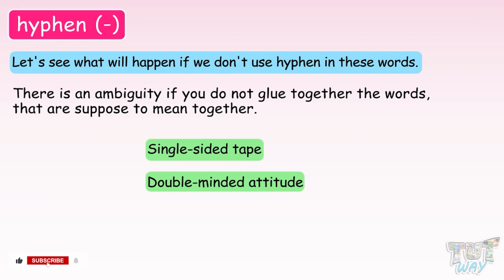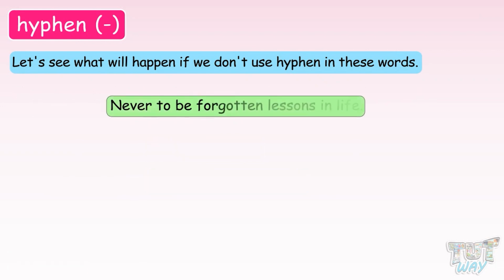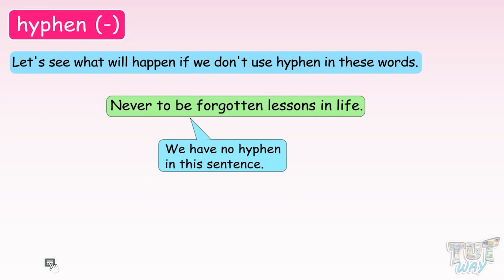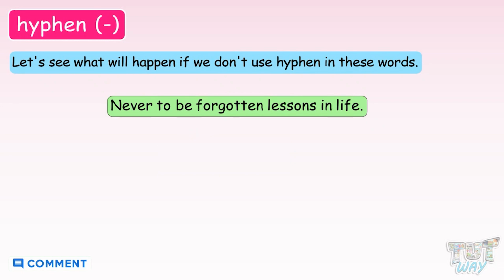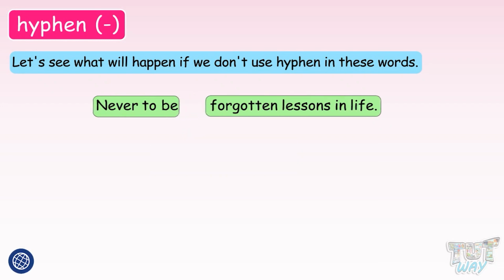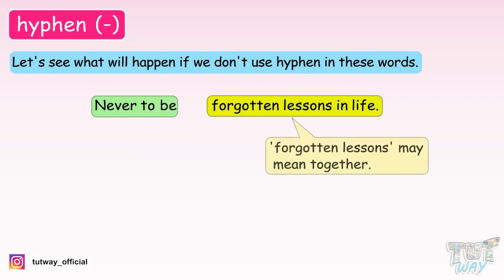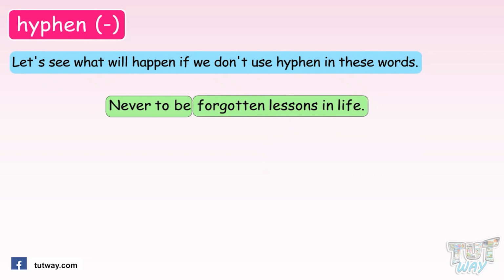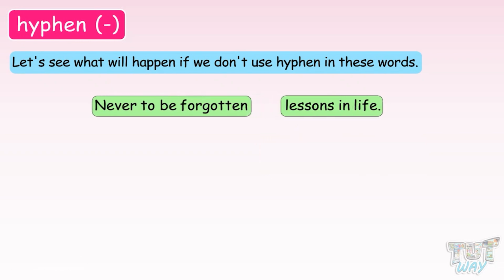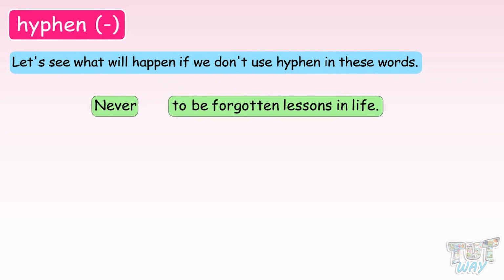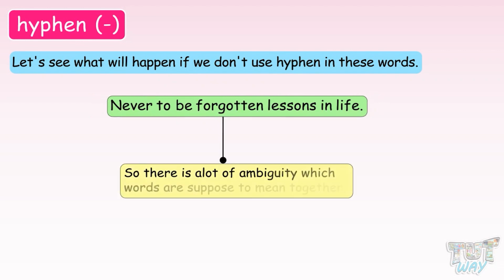Let's have more examples. Never to be forgotten lessons in life. Here we have no hyphen in this sentence, so there is ambiguity in sentence. You can read it as never to be forgotten lessons in life. That is, forgotten lesson may mean together, and other can be never to be forgotten lessons in life. They can be more, never, to be forgotten lessons in life. So there is a lot of ambiguity which words are supposed to mean together.